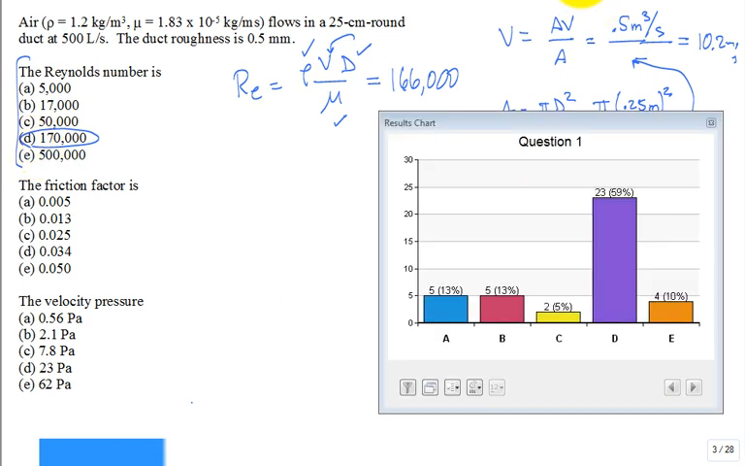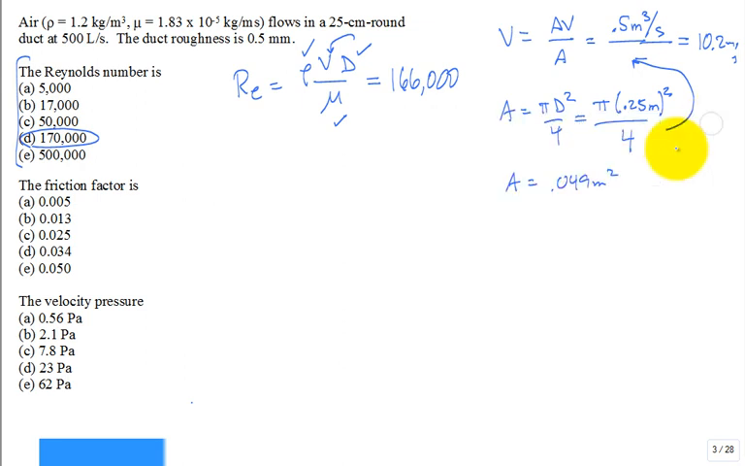So, D. So we're using the circumference as D then? No, D is the diameter. That's why I was asking you on your way out the door, like we kind of came to a consensus that it was a circumference because it said round. So no, it's a 25 centimeter round duct. Got it. Okay. Yeah, it's a diameter. That's a diameter. So yeah, I got really close to 500,000.